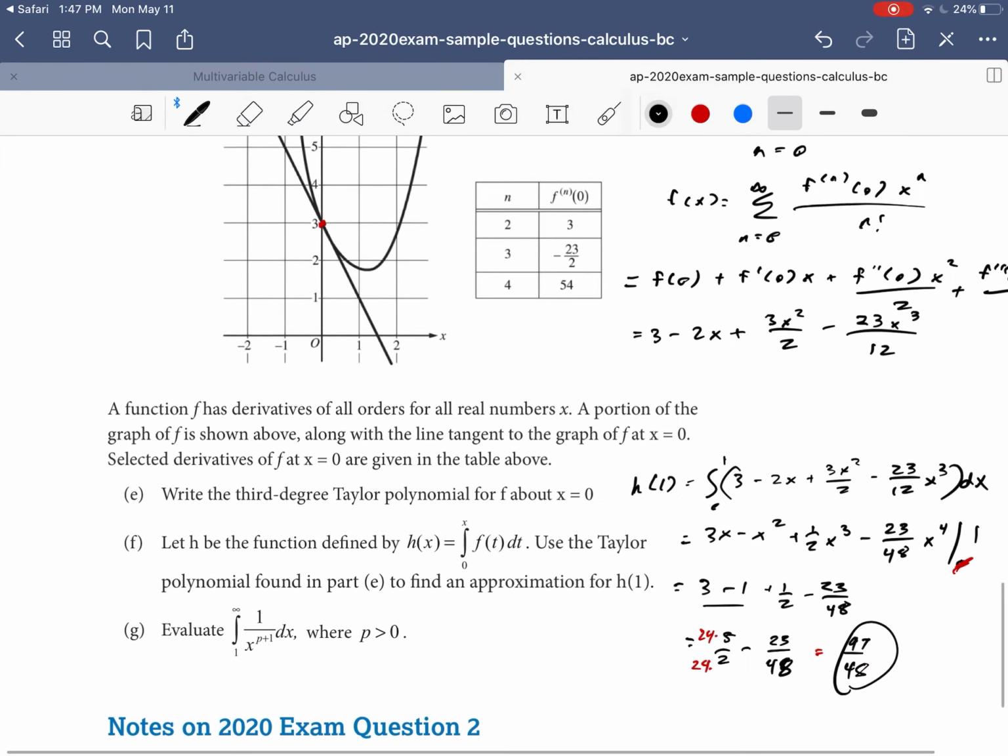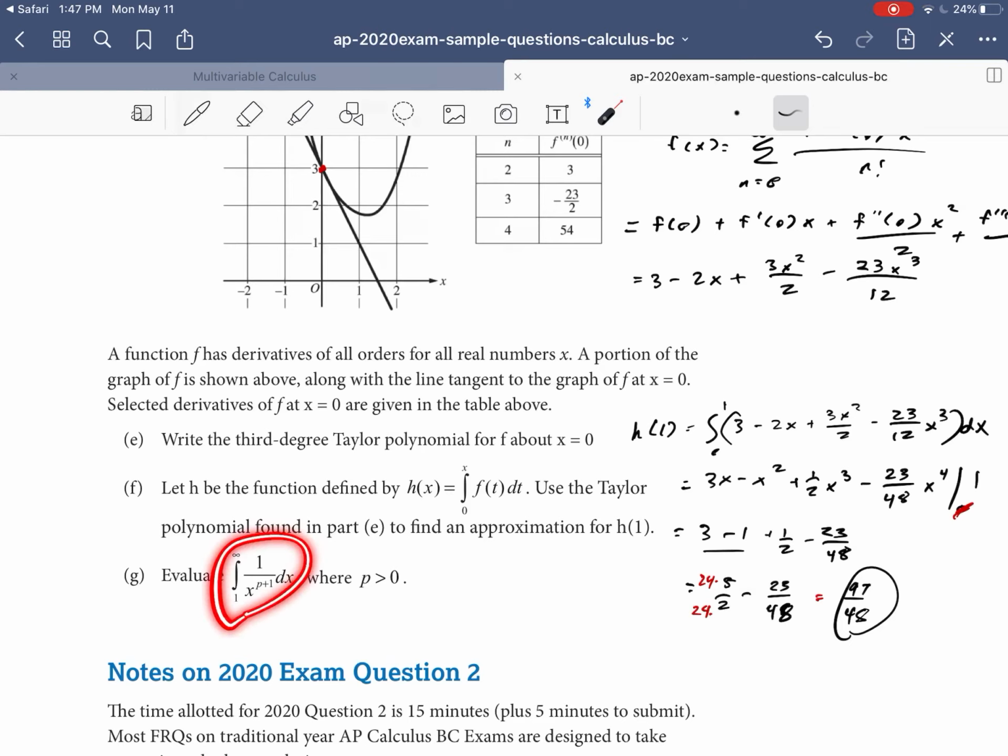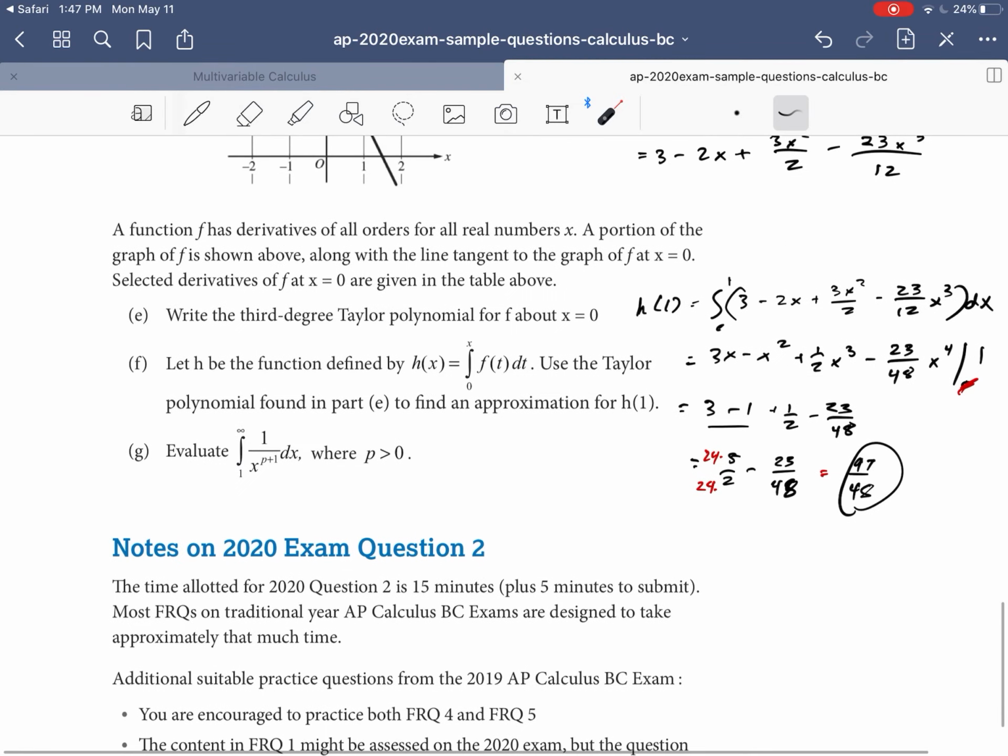Okay, now we have part E. Hopefully I can fit that in down here. This is kind of an oddball question to me because it doesn't fit in anywhere with this Taylor approximation stuff. But notice that this integral is actually the reason why the P-series test for convergence comes down to evaluating this integral for P greater than 0.